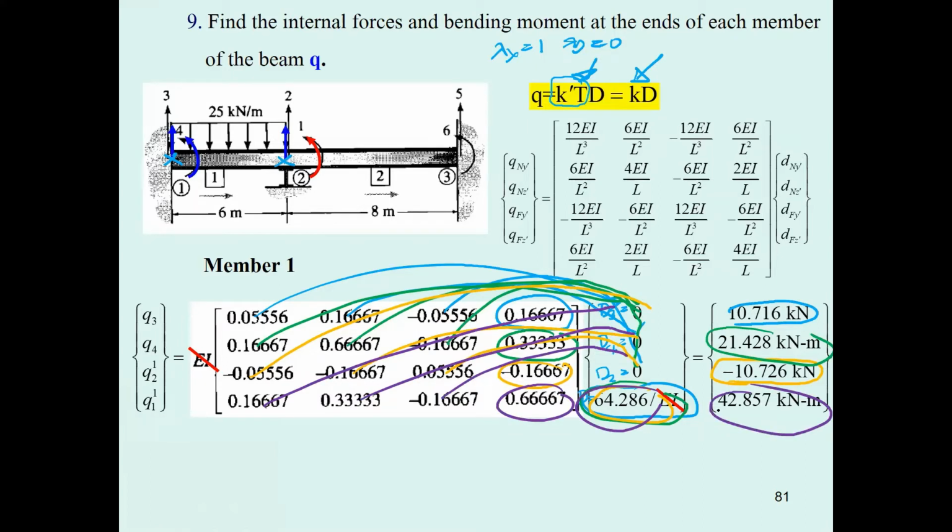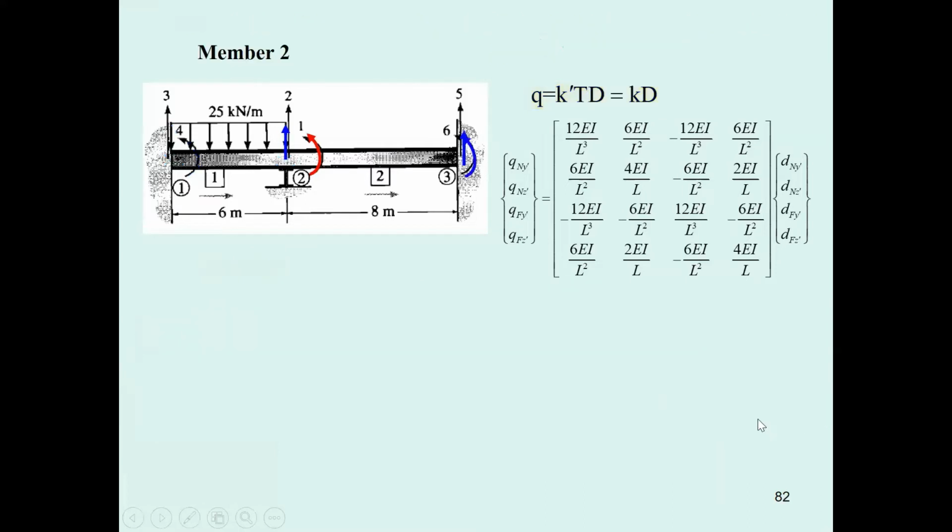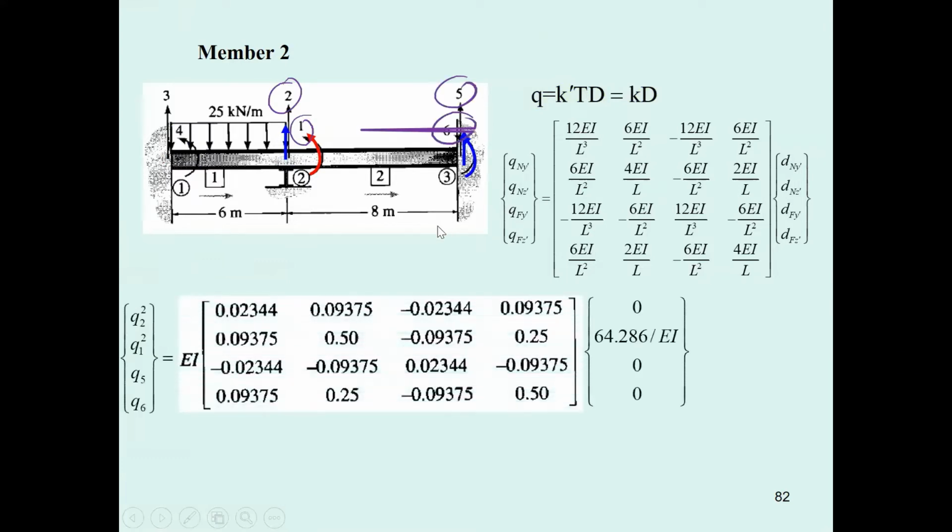Is this going to be the shear force? Going to be the end moment? Not yet. Okay, we will talk about this later. Just keep it over here. For the second one, the order is going to be 2, 1, 5, 6. Okay, that is going to be D2, and then this is going to be D1, D5, and D6.